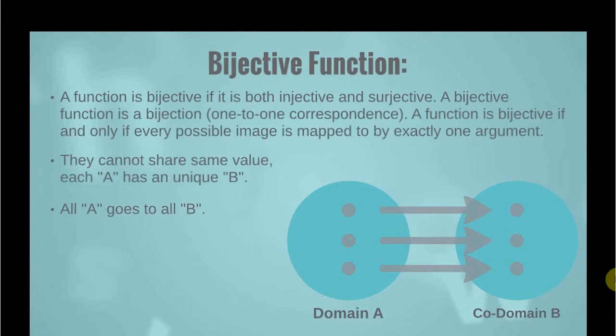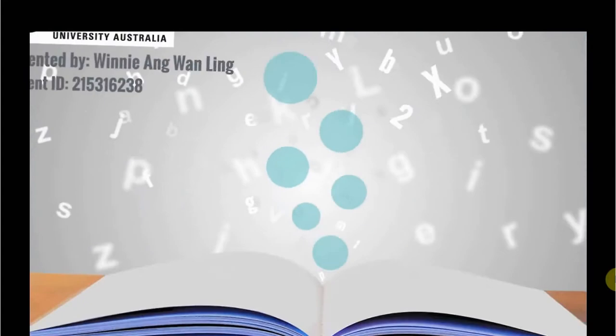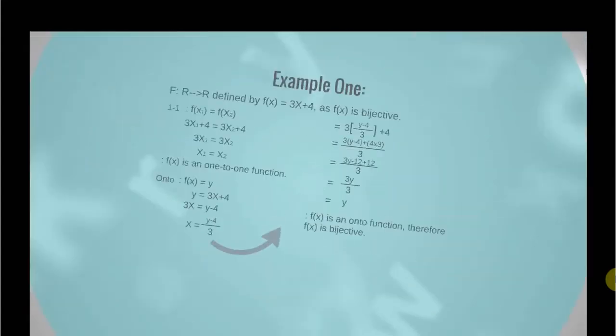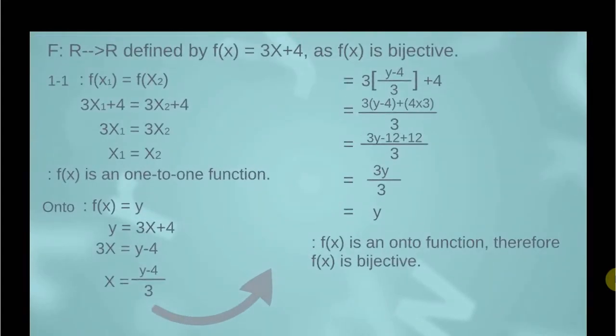There's a few examples here. In order to be a bijective function, first the function must be one-to-one. If the function is not one-to-one, there's no need to do the rest, because the function will not be a bijective function. Here's example 1. f from R to R defined by f(x) equals 3x plus 4 is bijective. In order to be bijective, this function must be a one-to-one and onto function. Let's start with one-to-one.